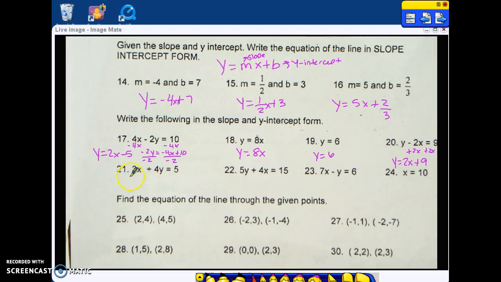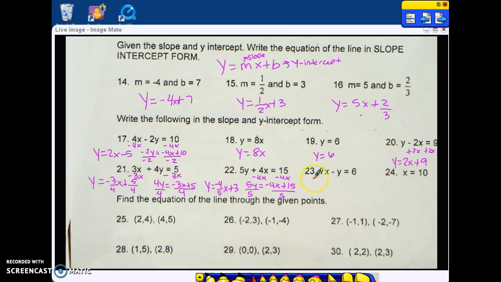For number 21, subtract 3x from both sides. 4y equals -3x plus 5, because you cannot combine unlike terms. Divide by 4 on both sides, and y equals -3/4 x plus 5/4. For number 22, we need to subtract 4x from both sides. That gives me 5y equals -4x plus 15. Divide by 5. y equals -4/5 x plus 3.